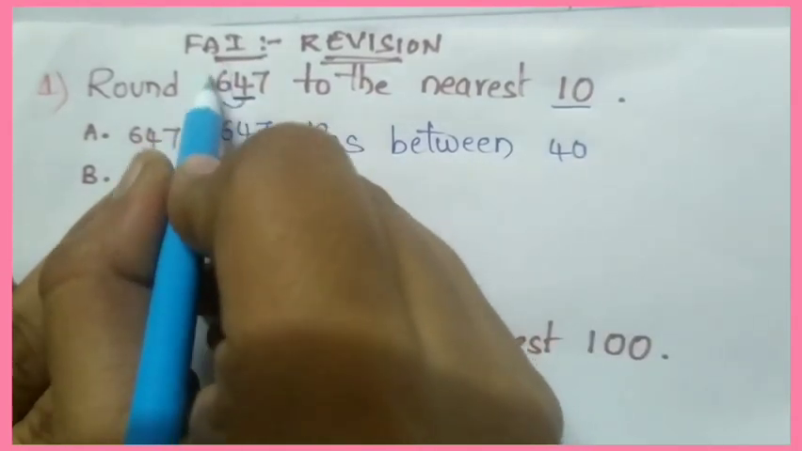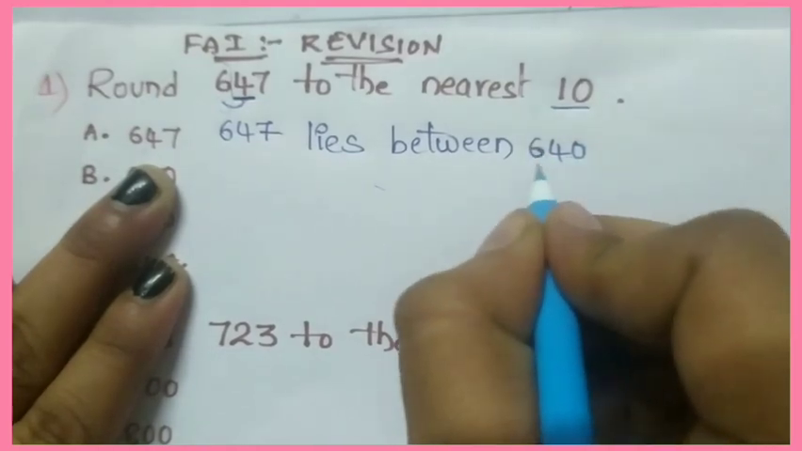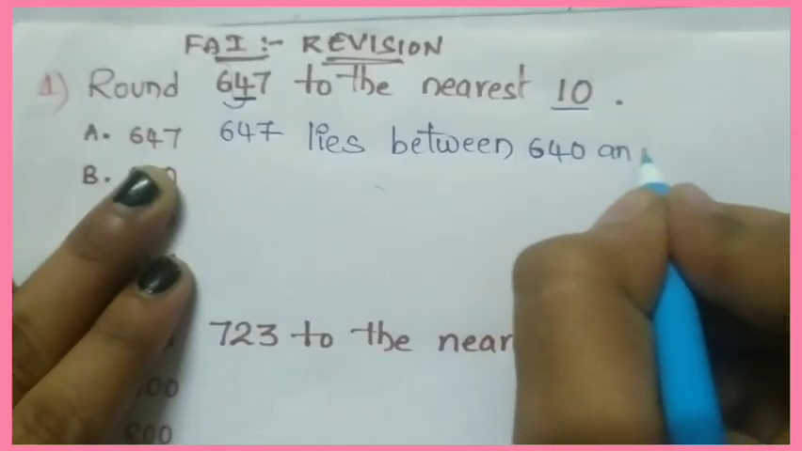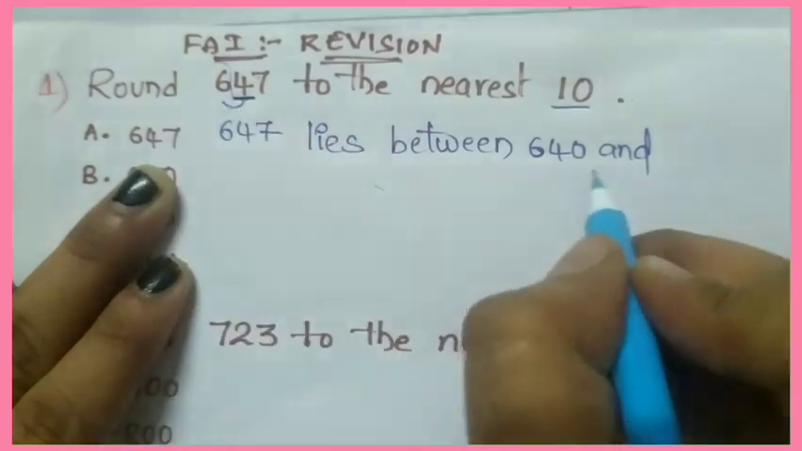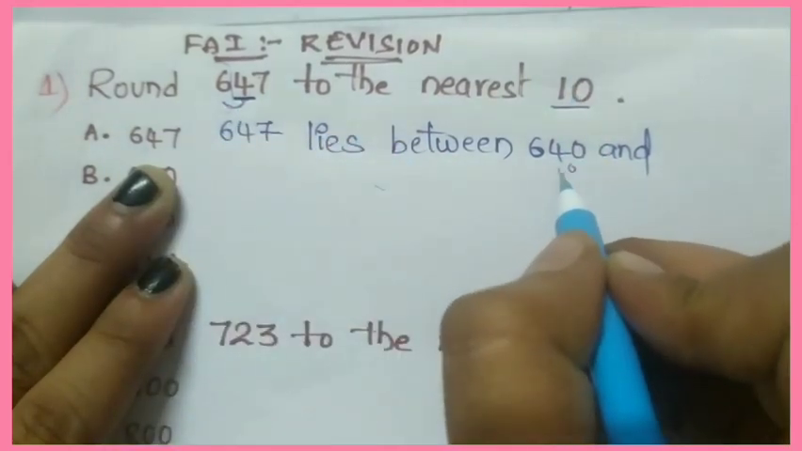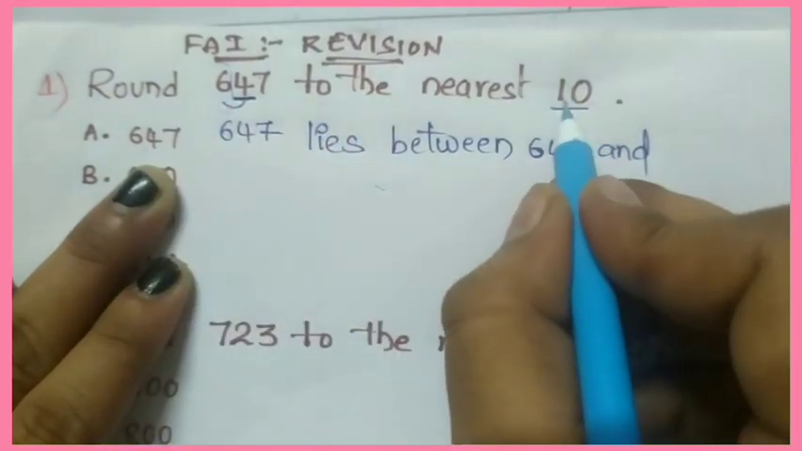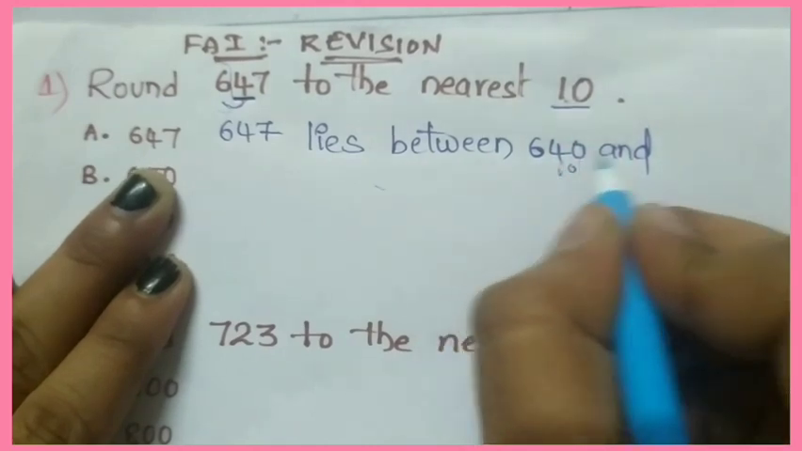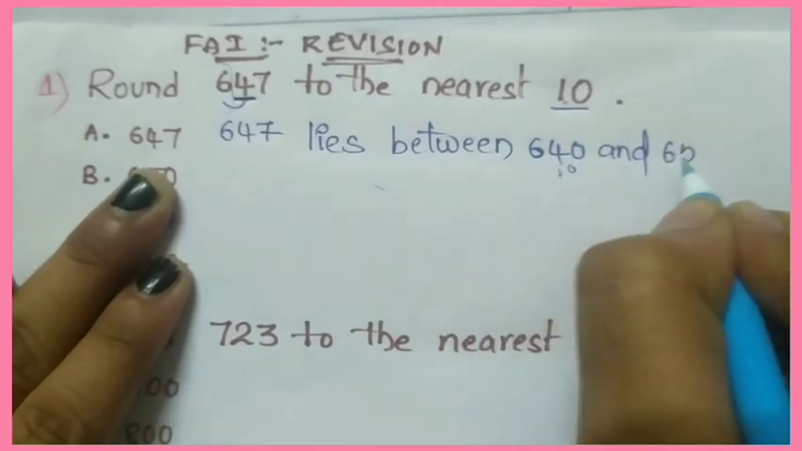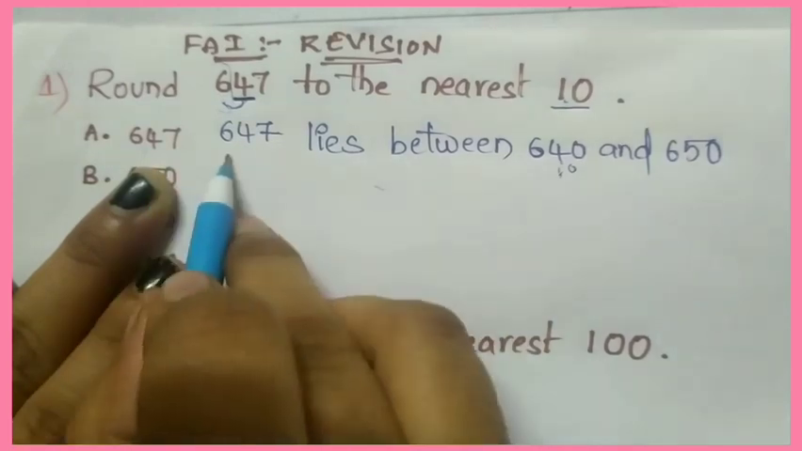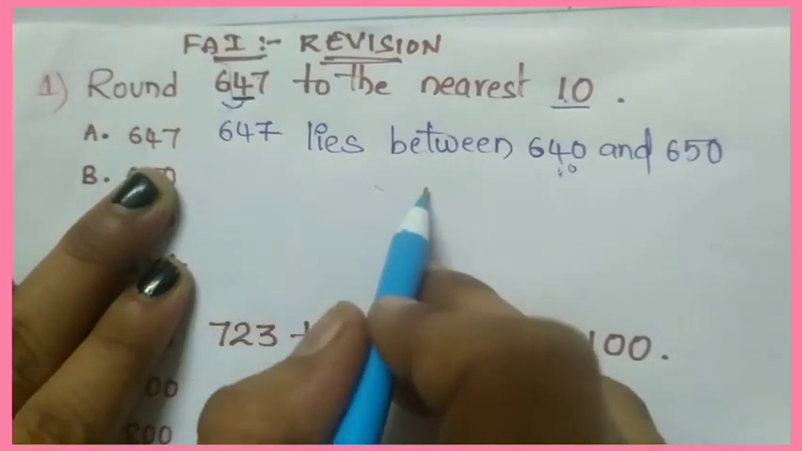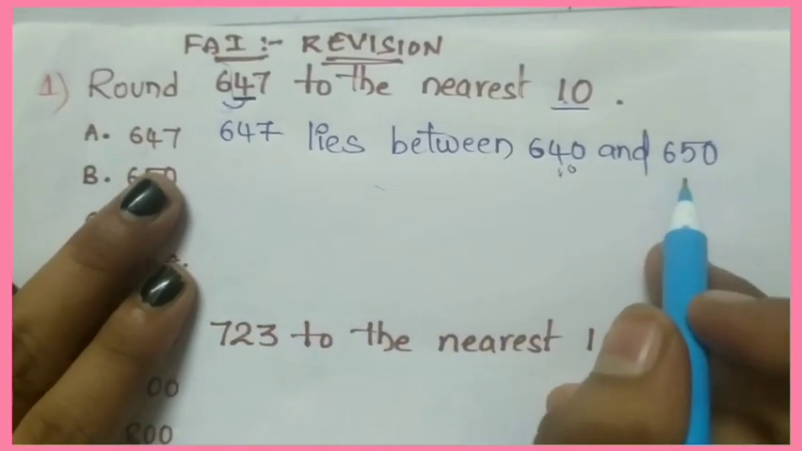So before the tens place, here 6 is there, we will write it as it is: 640, and add 10 to this number. Why are we adding 10? Because nearest to 10 is given. So 640 plus 10 is 650. 647 lies between 640 and 650.